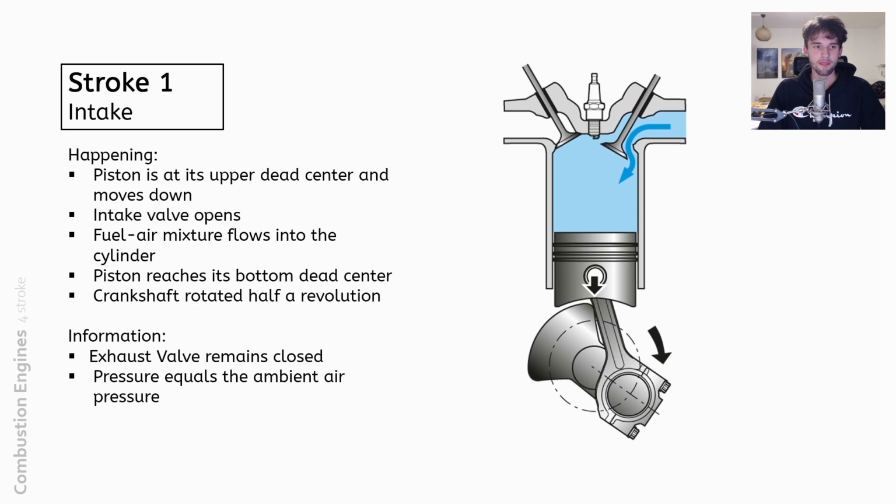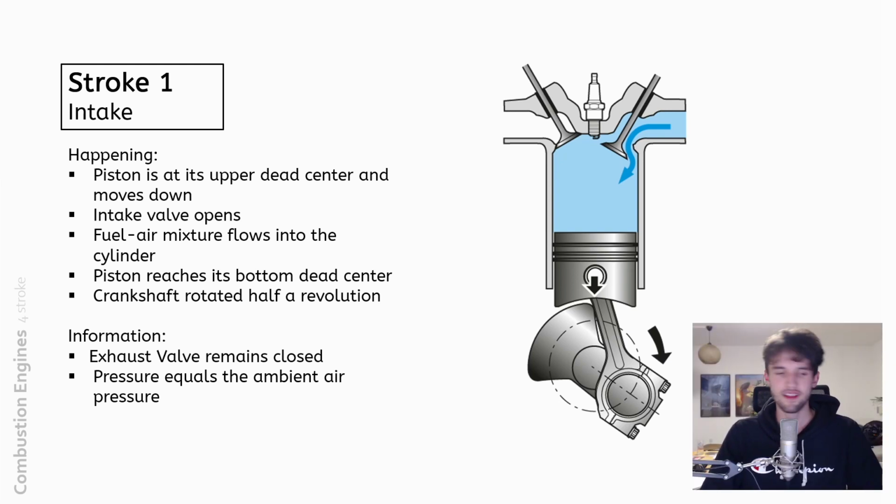In this phase, the piston moves from its upper dead center, the highest point, to its lowest point, the bottom dead center. During this movement, the intake valve opens and lets the fuel air mixture that was mixed shortly before in the carburetor flow into the cylinder. The movement of the piston causes the crankshaft to rotate half a revolution, and the exhaust valve, that's the left valve, remains closed. And the overall pressure roughly equals the surrounding air pressure, with tendency to a slight negative pressure.